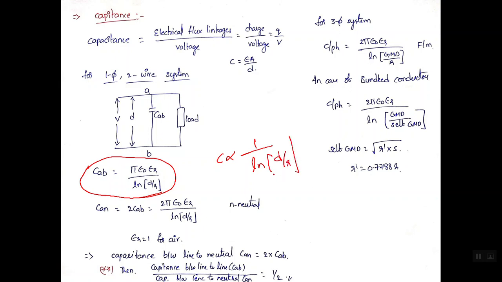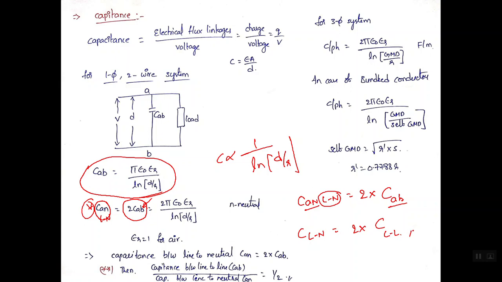Here the most important one in the exam: the capacitance between phase to neutral, that is line to neutral, is 2 times the capacitance between the two lines. Line to neutral is double that of the capacitance between line to line. Capacitance between line to neutral is equal to 2 into capacitance between line to line. This is the most important one.